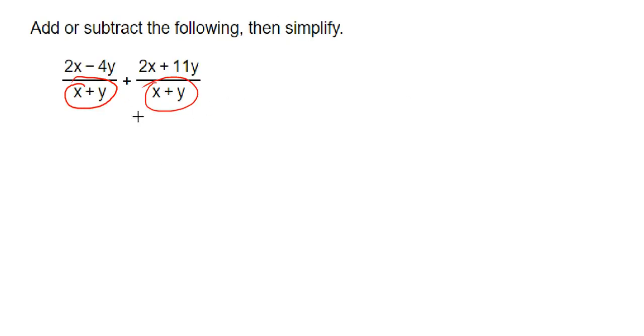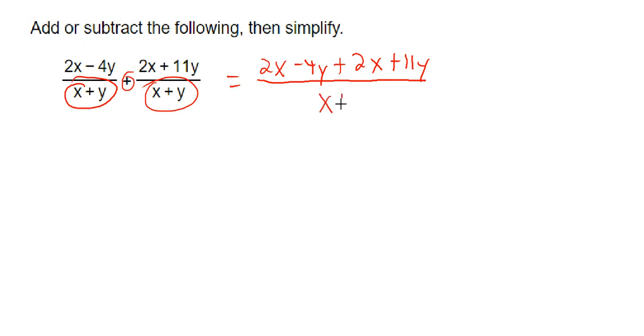In this case, we're adding. So what we'll do is we'll take the first numerator, which is 2x minus 4y, plus the second numerator, which is 2x plus 11y. The denominator stays the same. It has to be the same to begin with, and when I add the 2 fractions together, it doesn't change. The common denominator stays the same in my answer. So whatever the common denominator is, that becomes the denominator of my answer as well. So we just put x plus y here. You don't add the denominators together, so be careful about that.